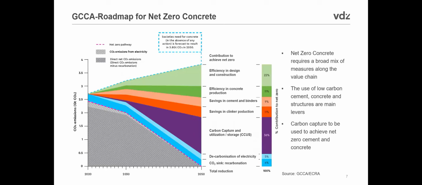We have done this first of all for the decarbonization pathways, and some of you may know what we have done here in Düsseldorf together with ECRA, the European Cement Research Academy, and the GCCA, the Global Cement and Concrete Association, on a global level. What you can see here is the timeline from 2020 to 2050 and the total CO2 emissions from cement manufacturing. If we were not doing anything, a business as usual scenario, we have on a global level an increase of CO2 emissions that goes almost up to 4 gigatons per year.